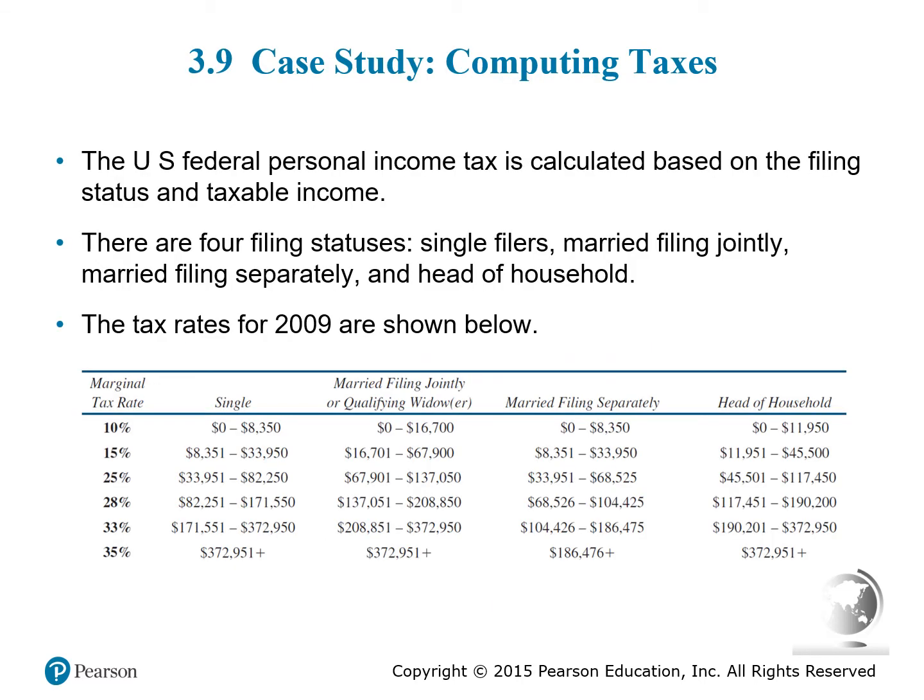We will now consider the case study Computing Taxes in Section 3.9. In this case study, we will use nested if statements to write a program for computing federal taxes. Consider the table that shows the tax rates for 2009. Tax rates are calculated based on the filing status and income. There are 4 filing statuses: single, married filing jointly, married filing separately, and head of household.